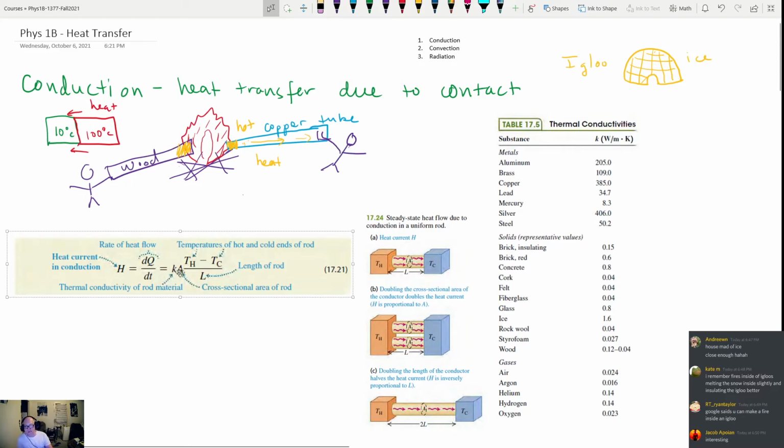Well, it depends obviously on the conductivity of the material. The better the conductivity, the better the heat flow. So it's proportional to K. It's also proportional to area, and that's where we have this picture right here. So let's look at this picture.